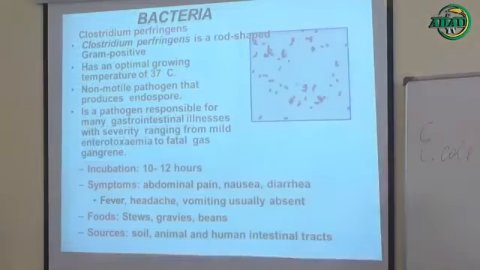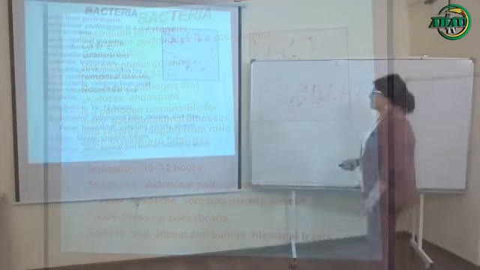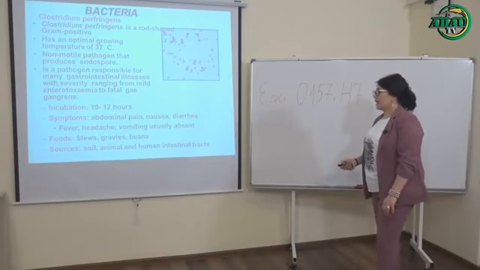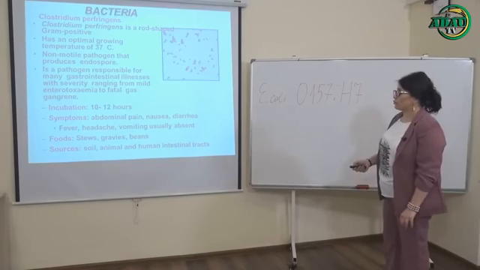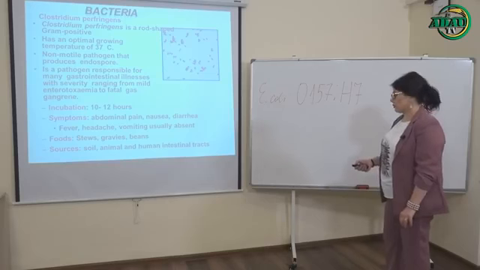Clostridium perfringens. Incubation period for the disease caused by this bacteria is 10-12 hours. Symptoms, again, they're almost the same. Foods: stews, gravies, beans, and the sources of the infection are soil, animal and human intestinal tracts. Please pay attention: animal and human. It means that it can be transmitted from human to animal or from animal to human.